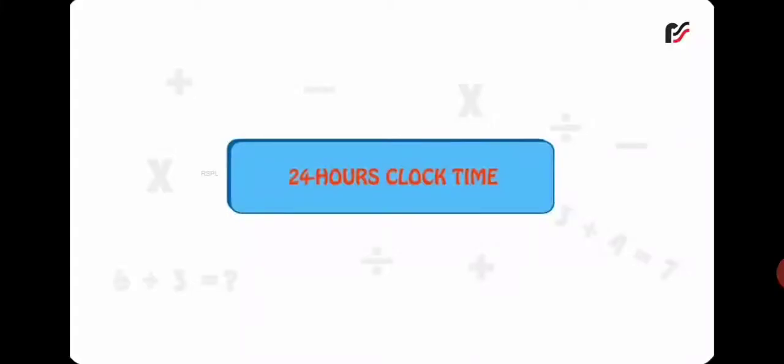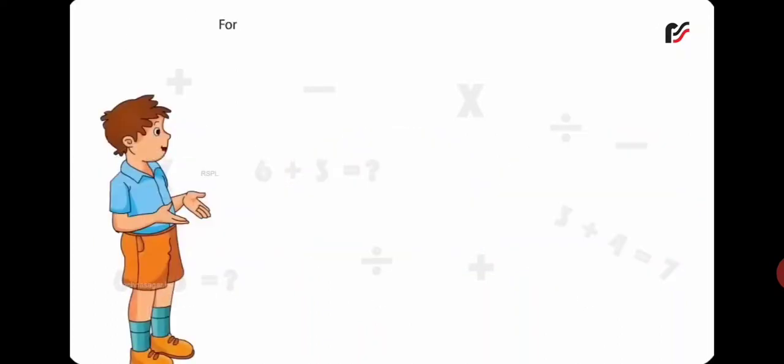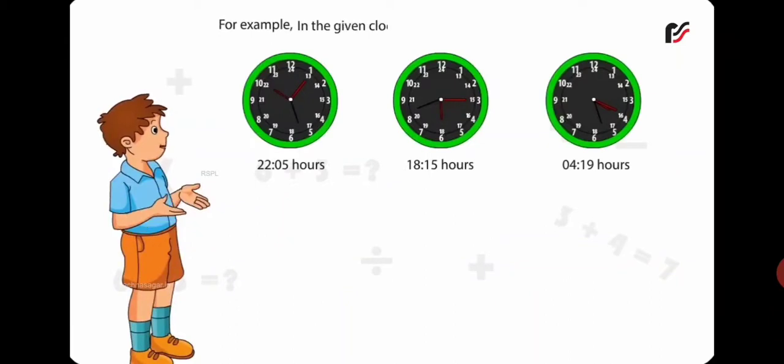Very simple. 24 hours clock time. Children, we normally use a 12-hour clock time, but railways, airlines and armed forces use 24 hours clock. In this, the time is expressed in 4 digits. For example, in the given clocks, the time is 22:05 hours, 18:15 hours and 4:19 hours.